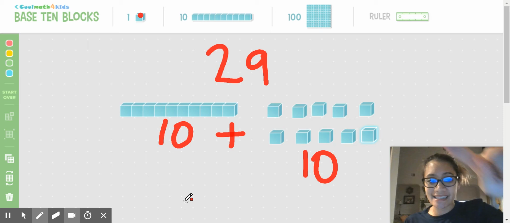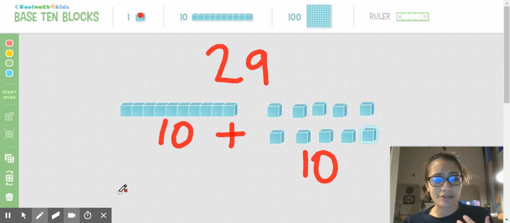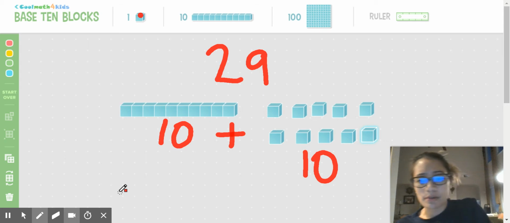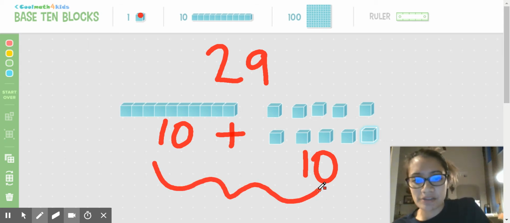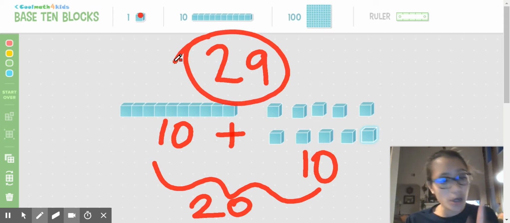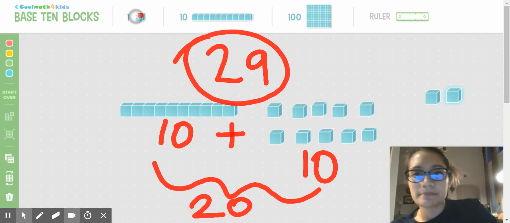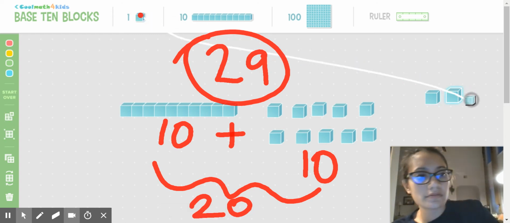How am I going to get 29 if I only have ones? How am I going to get 29 if I only can use ones? Well, again, this right here, this is 20. I am trying to get to 29. The only way that I can do it is to use my ones. And I can put 9 ones on my screen.